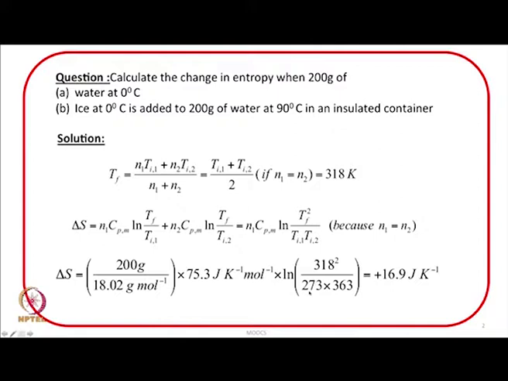Once you substitute these numbers, where Ti1 was at 0 degrees Celsius, so you put 273. For the second sample it was 90 degrees Celsius, so we put 363, and the final temperature is 318 Kelvin. When you solve it, the answer comes out to plus 16.9 joules per Kelvin.